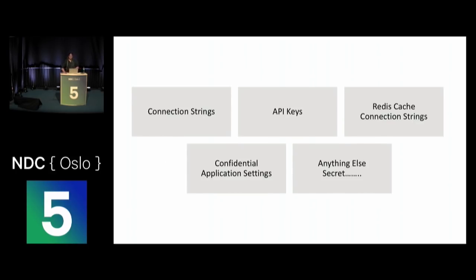So typical things you might use these for are connection strings. The connection strings for your databases or Cosmos DB. You may as well store them in here so no one else can read them. API keys, Redis cache connection strings, or just generally anything that's confidential that you don't want any other developer or anyone to basically have access to.